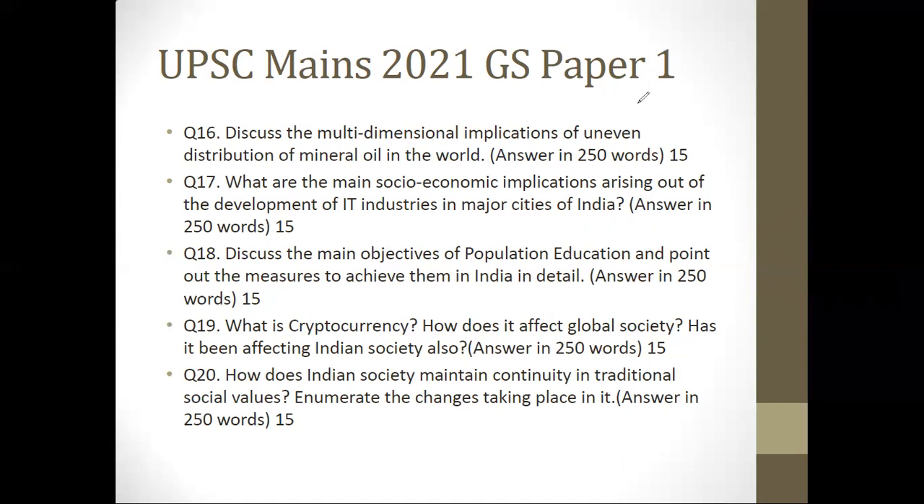It is affecting Indian society. What is cryptocurrency? It is a virtual currency. What is virtual currency? Real currency means which you can touch or feel. A ₹1 coin, that is a real currency. Cryptocurrency is a virtual currency. You cannot touch it. It exists in the virtual world. It is working on blockchain technology. Simple definition, don't make it too complicated.